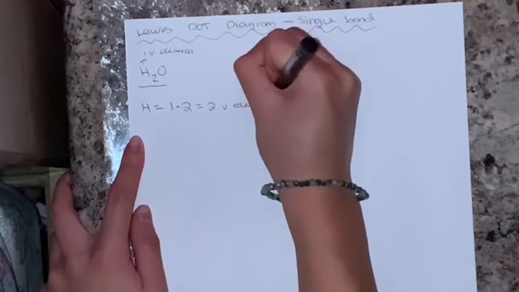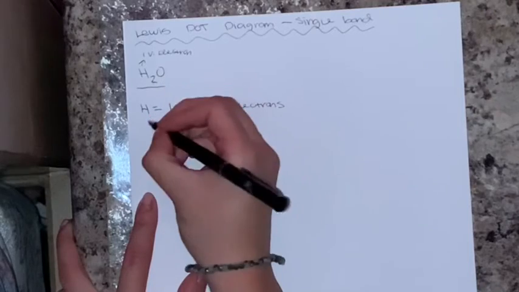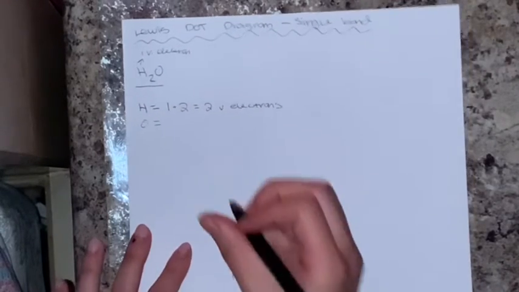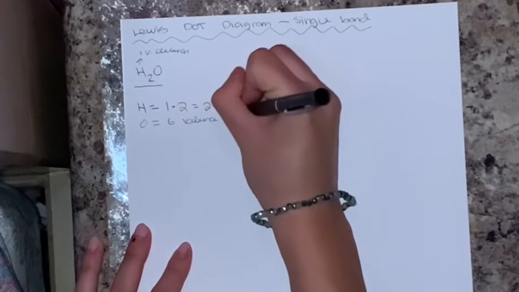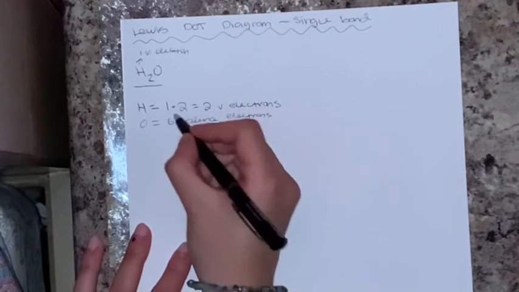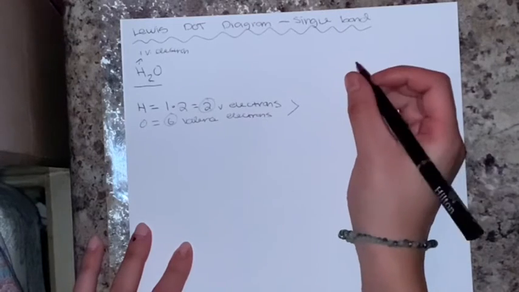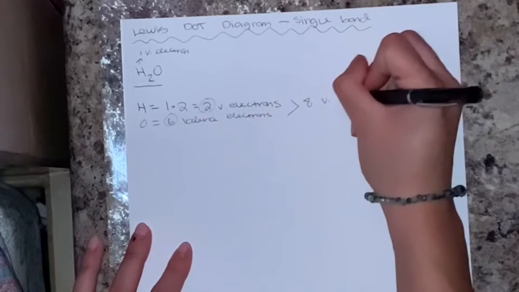And this is step 1 of drawing a Lewis dot diagram. And we have oxygen, and we know that oxygen has a total of 6 valence electrons. And so we're going to add up the 6 and the 2 to get the whole total of valence electrons. And so we're going to get a total of 8 valence electrons.